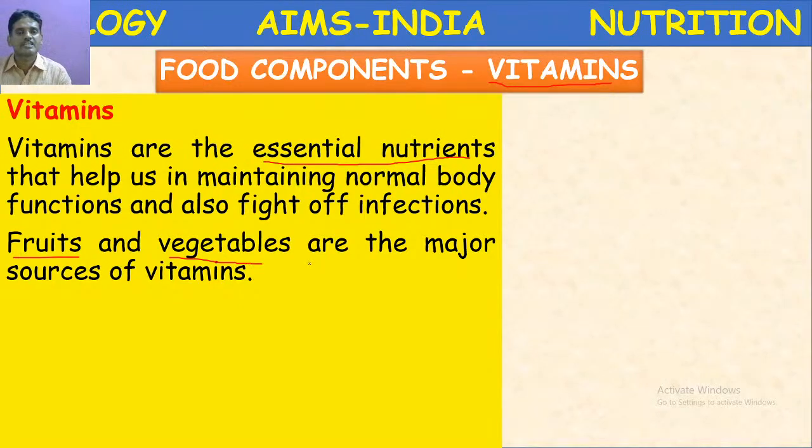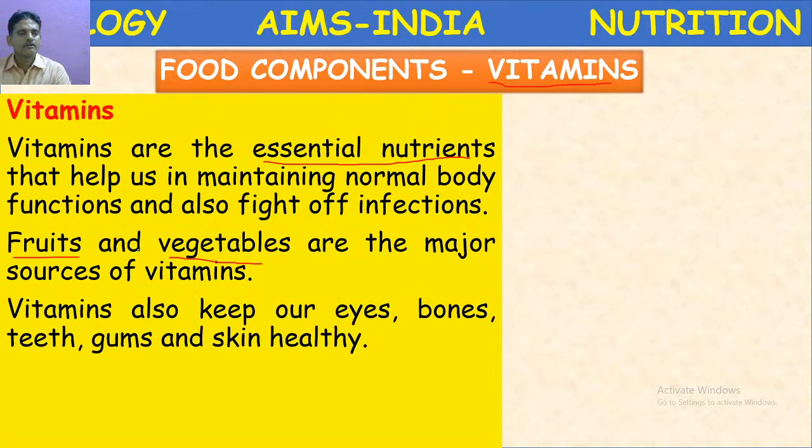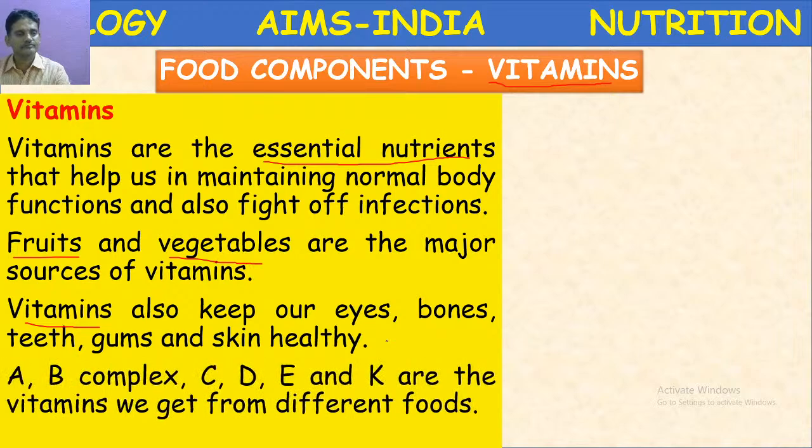That's why vitamins come under which category of classification of foodstuffs? Healthy or protective food materials. Protective food materials include vitamins. Vitamins also keep our eyes, bones, teeth, gums and skin healthy. Almost all parts of the body require vitamins in order to function normally. That's why they are called essential nutrients.